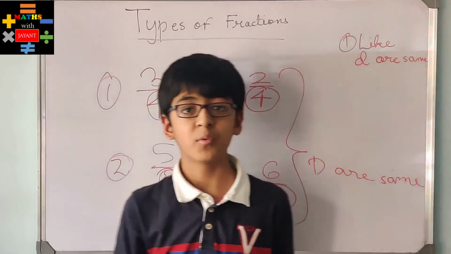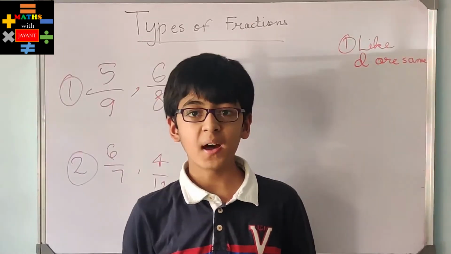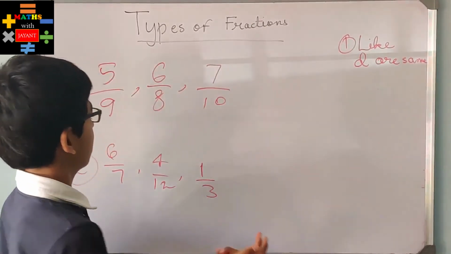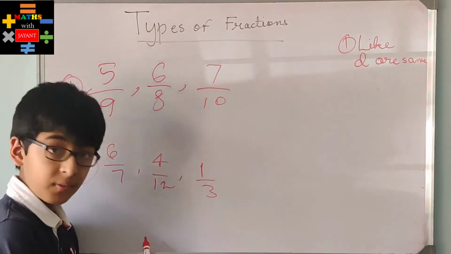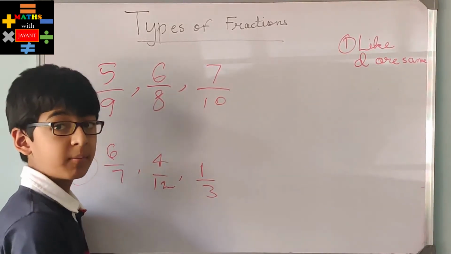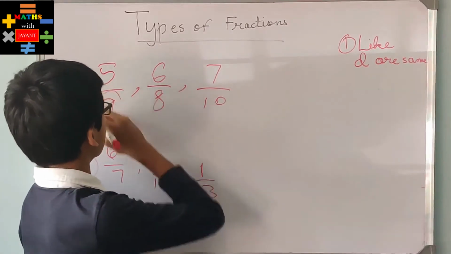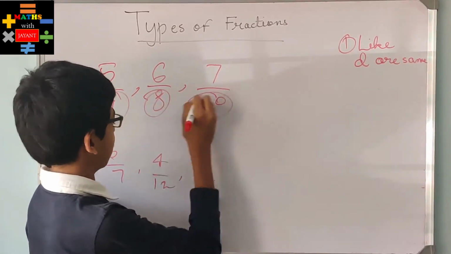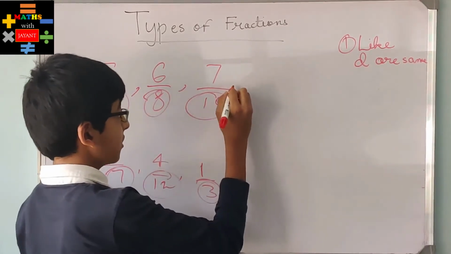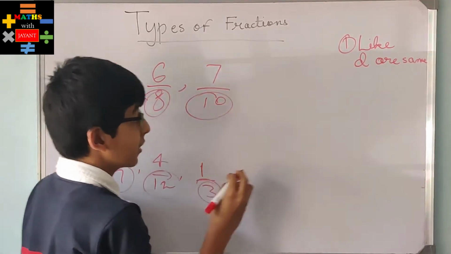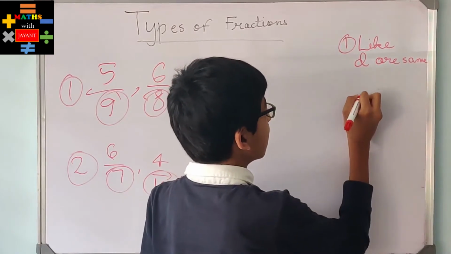Now let us move on to its next type. Now look at these fractions. We have 5 by 9, 6 by 8 and 7 by 10, and 6 by 7, 4 by 12 and 1 by 3. Look at the denominators of these fractions: 9, 8, 10, 7, 12, 3. In all these fractions, the denominators are different this time.